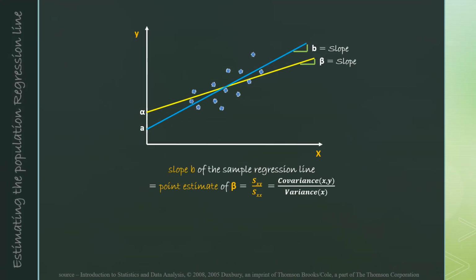Please recall from our previous lecture that slope B of the sample regression line, which is the point estimate of beta, equals Sxy divided by Sxx, where Sxy equals the covariance in the bivariate data pair xy from the sample, and Sxx is the variance in X from the sample. Sxy and Sxx can be calculated using the following formulas, derived keeping in mind the computational ease. Sxy equals sigma x multiplied by y minus sigma x multiplied by sigma y divided by n, and Sxx equals sigma x square minus sigma x the whole square divided by n, where n is the sample size.